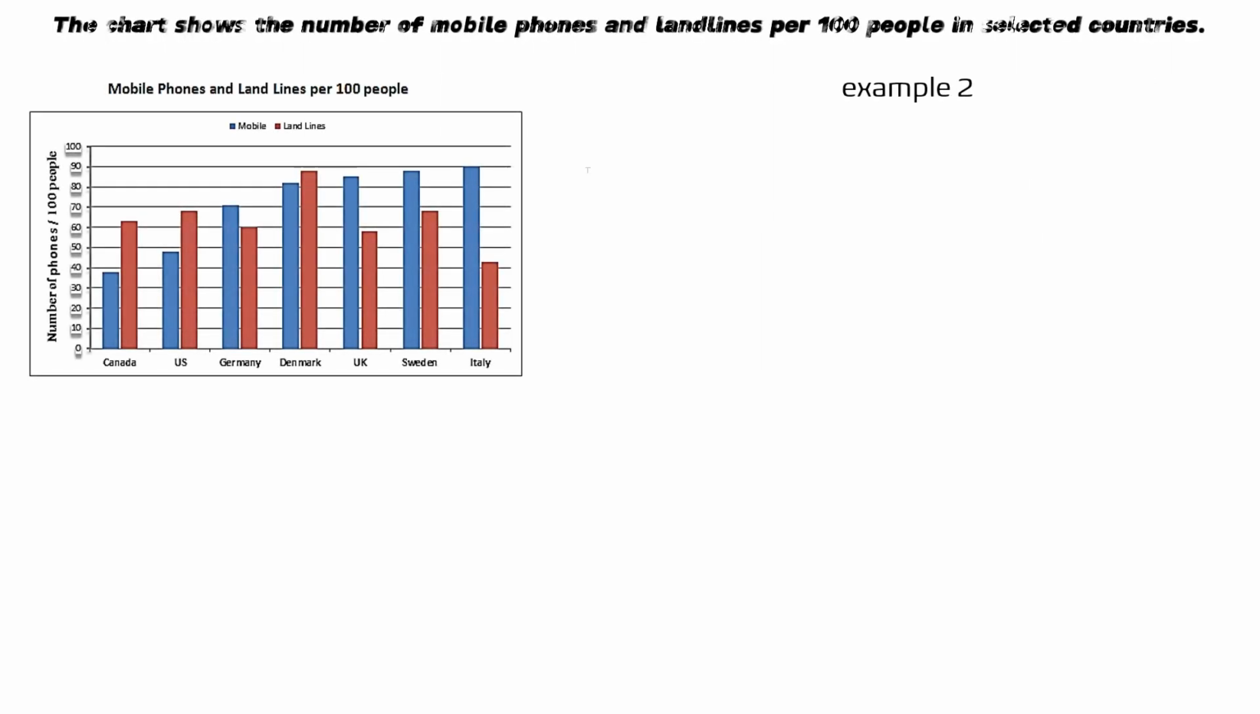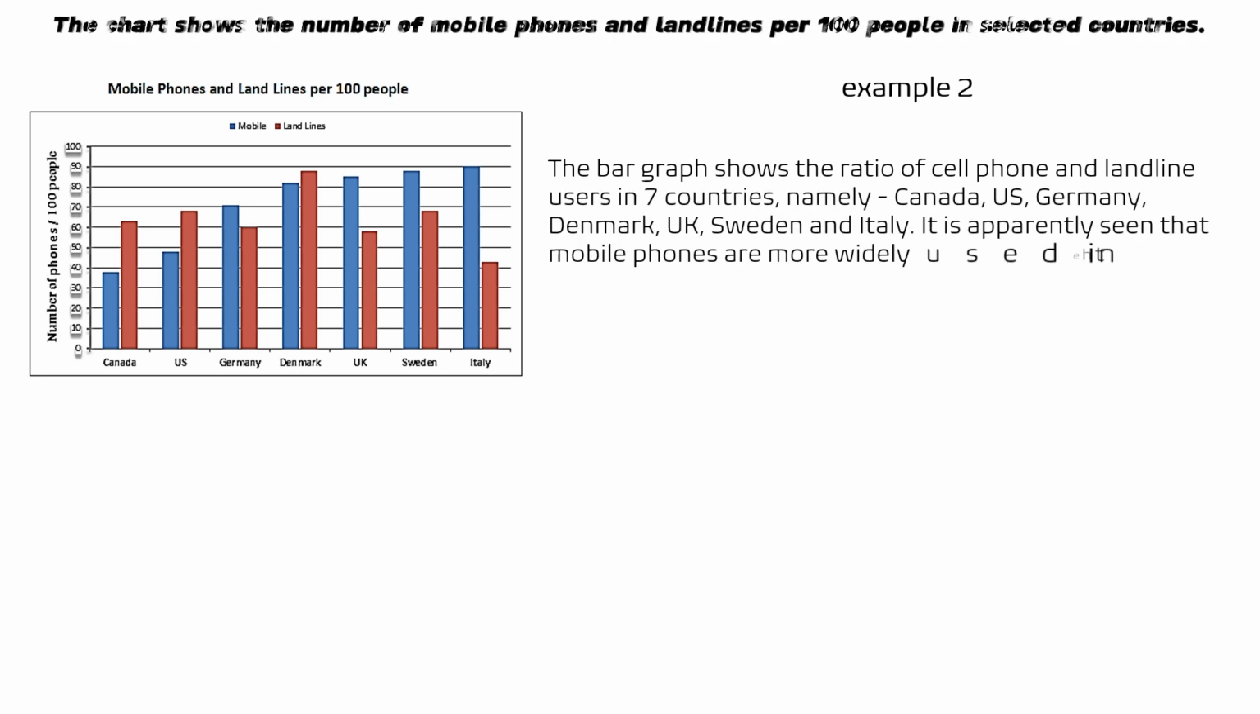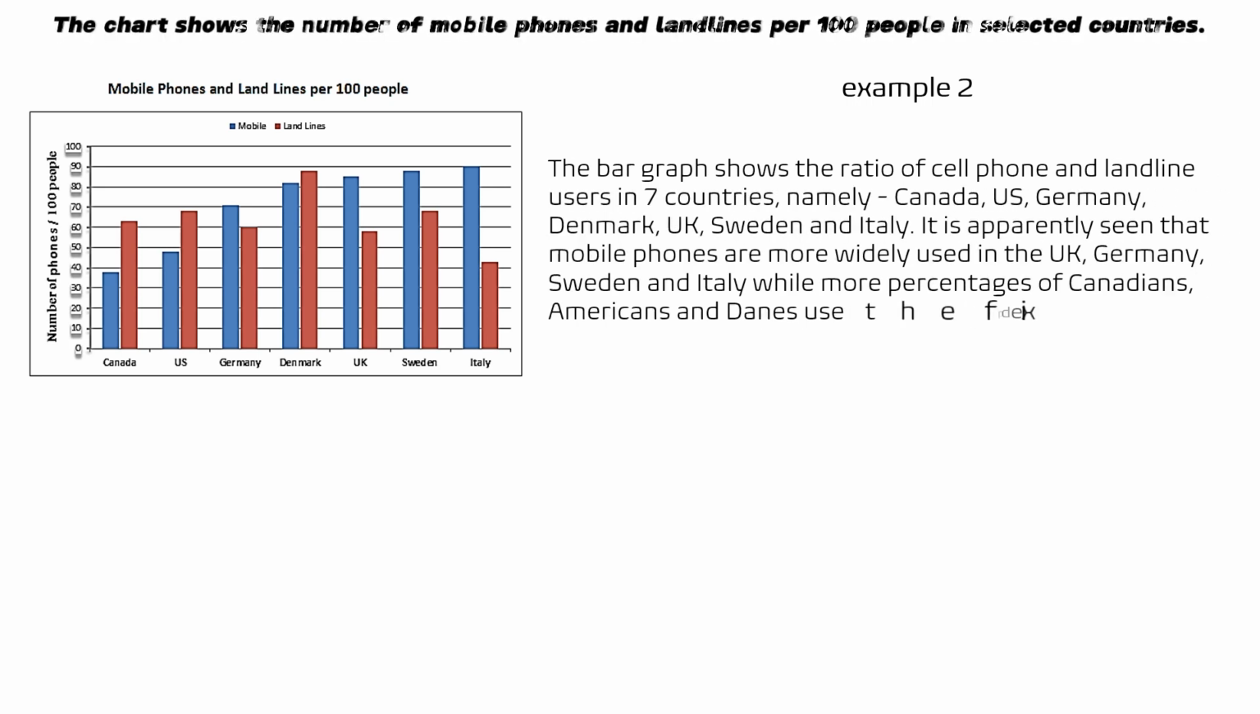The second example. The bar graph shows the ratio of cell phone and landline users in 7 countries, namely Canada, US, Germany, Denmark, UK, Sweden, and Italy. It is apparently seen that mobile phones are more widely used in the UK, Germany, Sweden, and Italy, while higher percentages of Canadians, Americans, and Danes use the fixed phone lines.